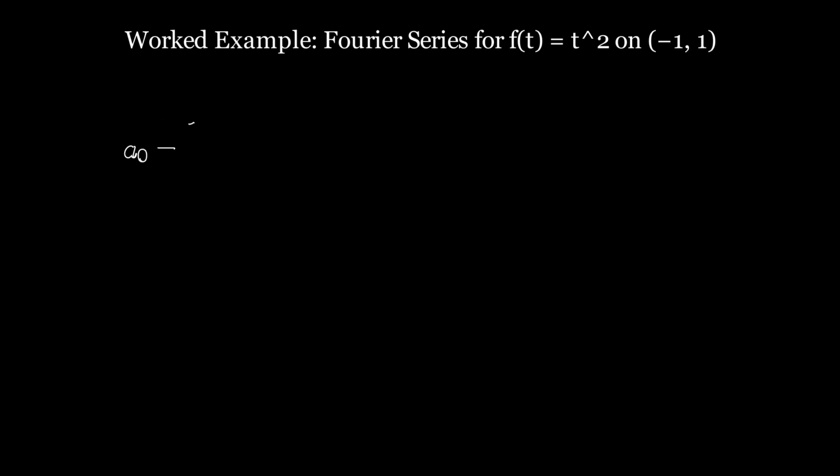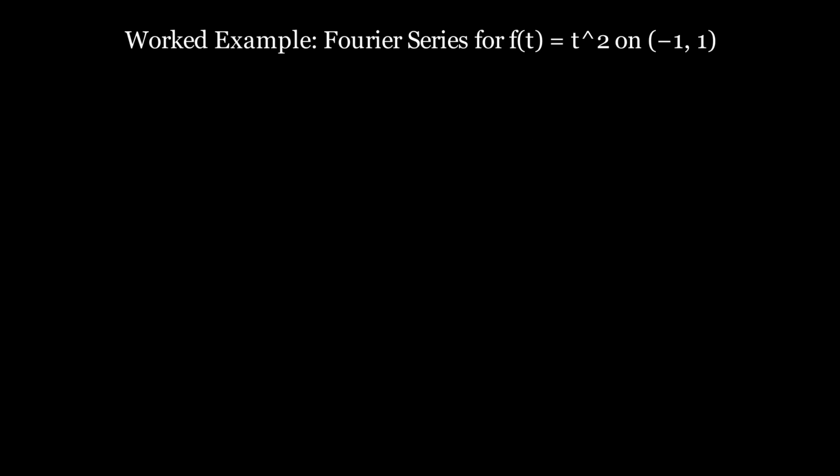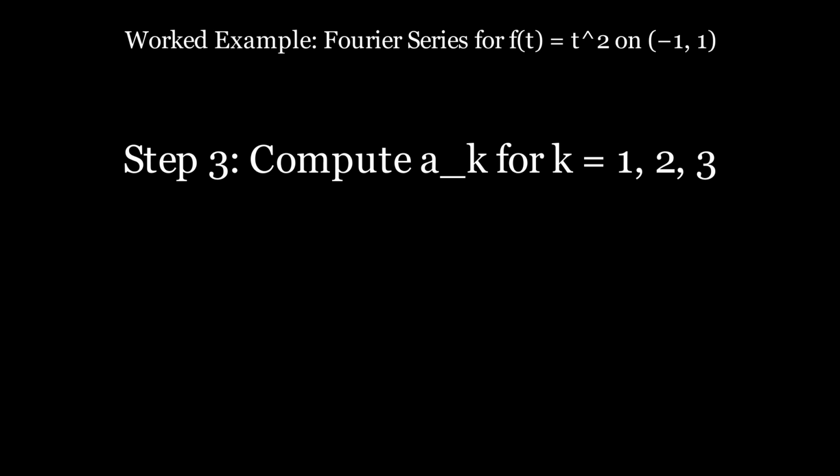symbolic tool. Finally, we write the degree 3 Fourier polynomial using the computed coefficients. The resulting polynomial is a sum of the average value and the first 3 cosine terms, each multiplied by their respective coefficients.